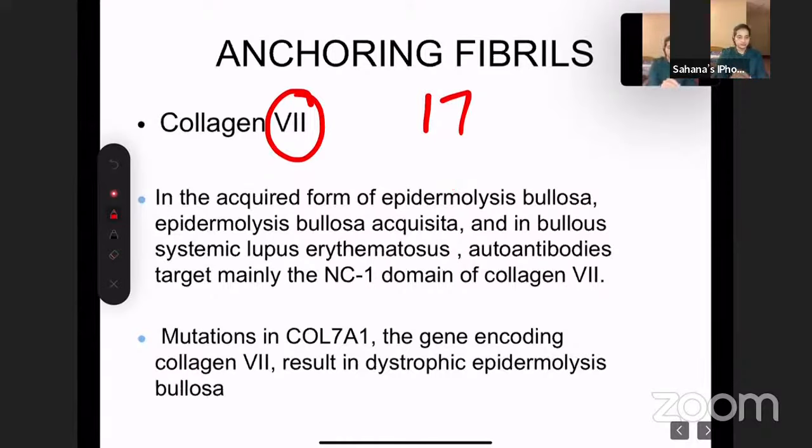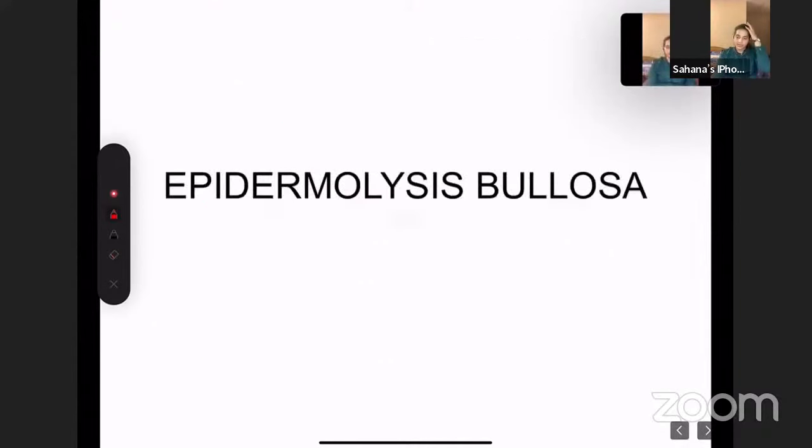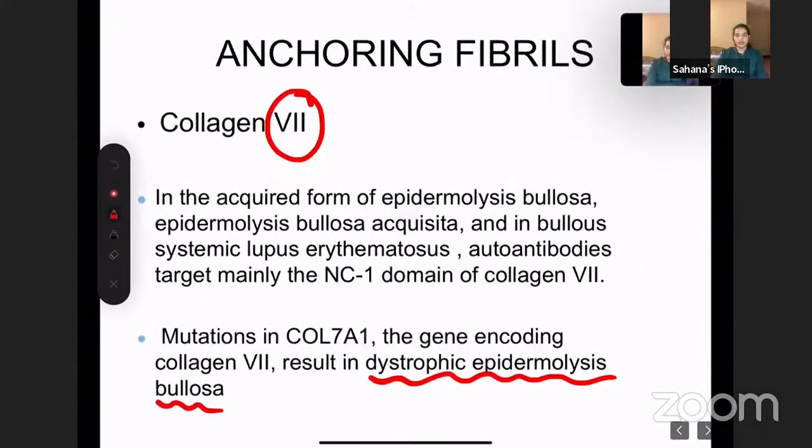So why do we have to study about this? Because the mutation causes something which is known as epidermolysis bullosa acquisita and a lot of other autoimmune conditions. The main one which we need to know and which we are going to read today is dystrophic epidermolysis bullosa. I know all this was very confusing. I hope it's going to be a little more clear when I show you some images of the conditions of epidermolysis bullosa.